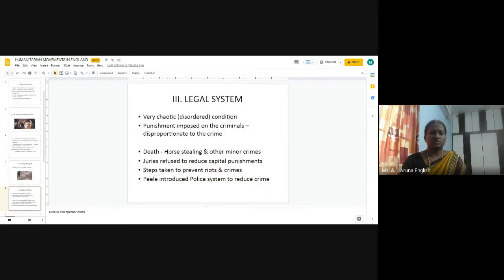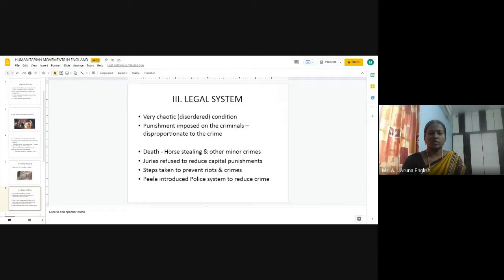In the legal system, there were lots of improvements. It was considered chaotic. Punishments imposed on criminals were disproportionate to the crime. Death was the major punishment for horse stealing and other minor crimes. Juries refused to impose capital punishments.